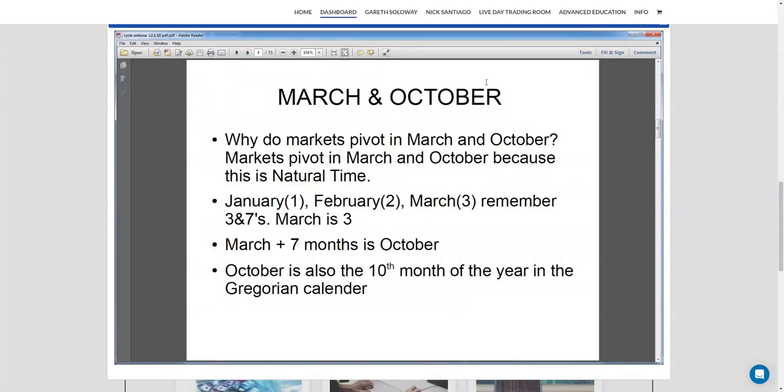Now the month of March is extremely important for one reason. It is generally the 3rd month, right? So if you take a look at a Gregorian calendar, January is the 1st month of the year. February is the 2nd month. March is the 3rd month.